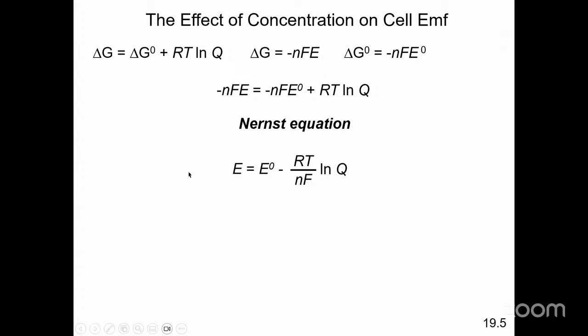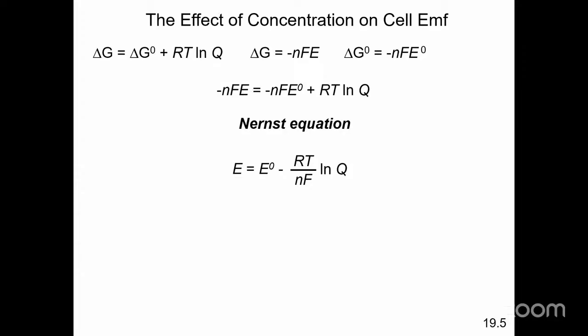Okay, let's look at the effect of concentration on the cell EMF, right? Now it turns out, and I think we made this before, delta G for the reaction is equal to delta G standard plus RT ln K, right? Now, delta G is also equal to minus nFE, right? So if we replace delta G with minus nFE here, and delta G standard with minus nFE standard here, this is what you're going to end up with, right? And then if you divide right through by minus nF, you're going to end up with this equation right here. And this equation is called the Nernst equation, right?